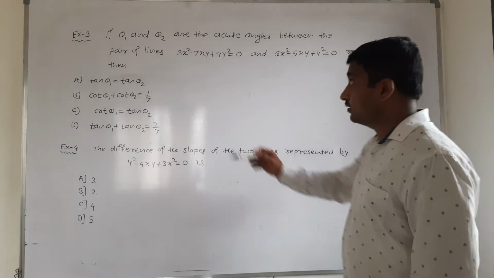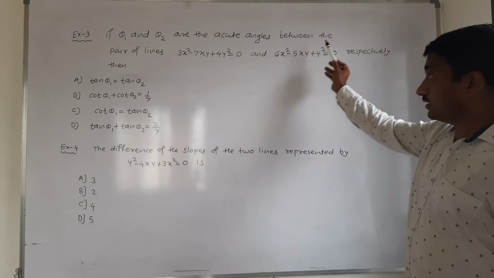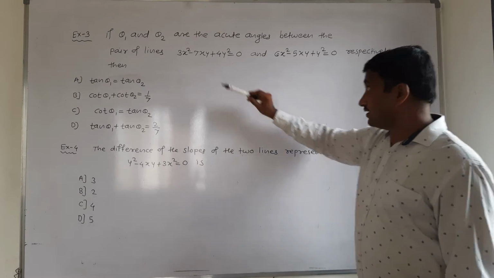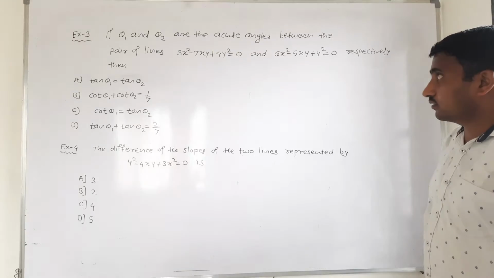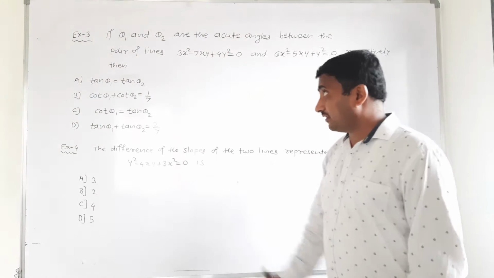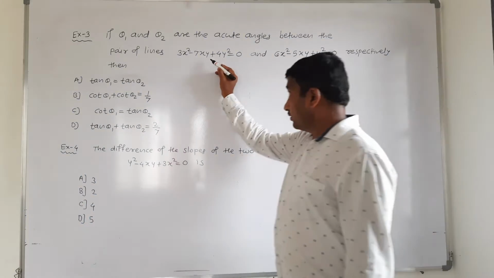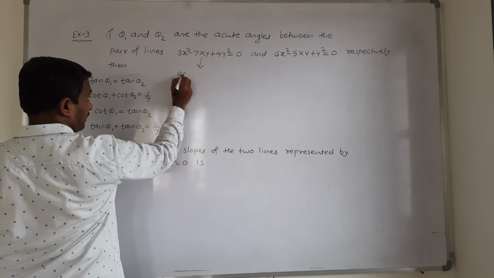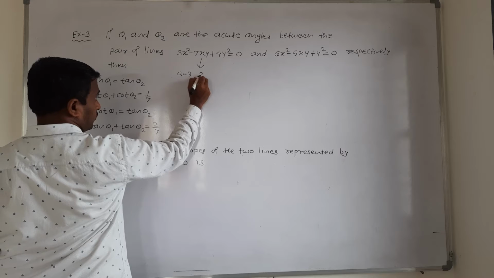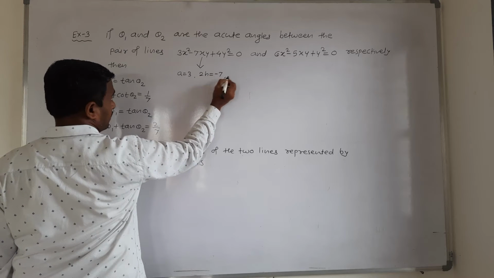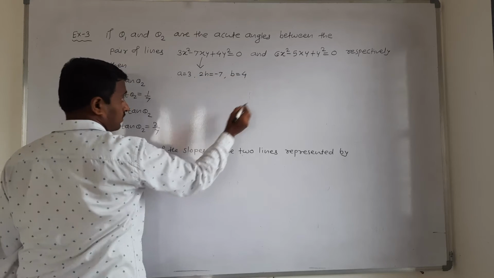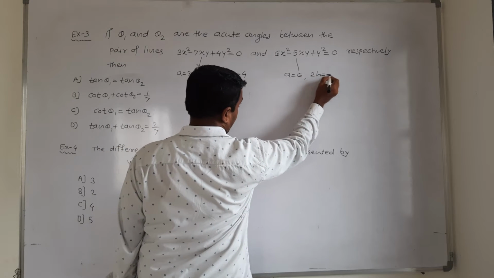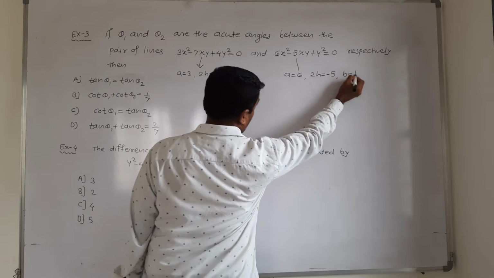Next example: if θ1, θ2 are the acute angles between the pairs of lines, this is the first pair of lines, this is the second, both homogeneous, then find a relation between their tan θ's. Now for the first, a = 3, 2h = −7, b = 4. For the second, a = 6, 2h = −5 and b = 1.